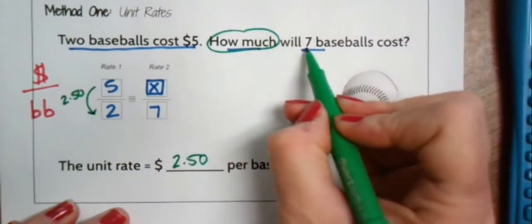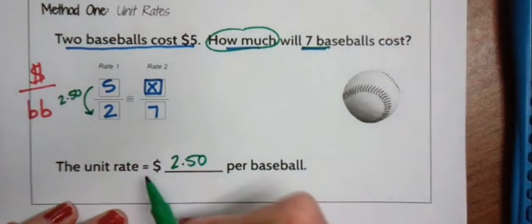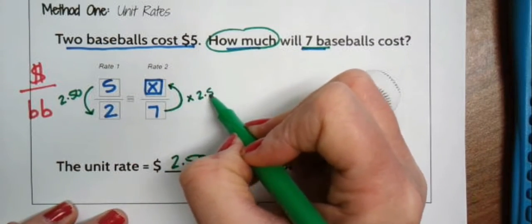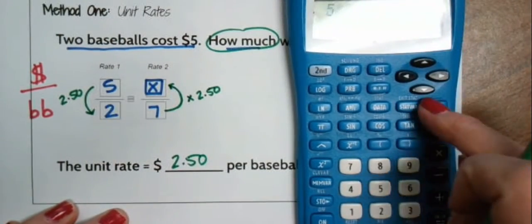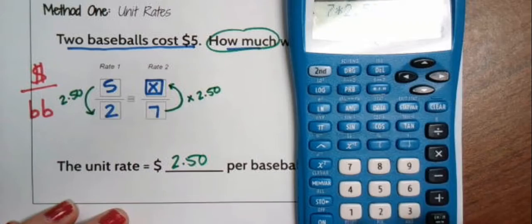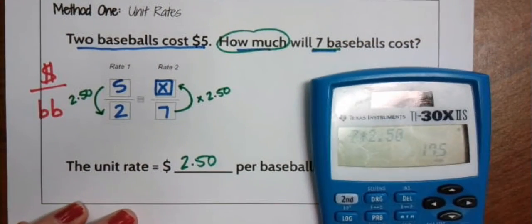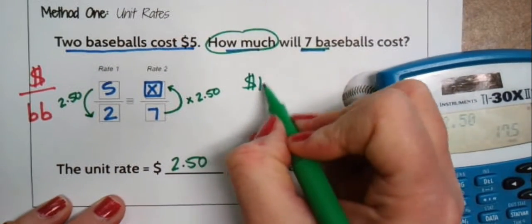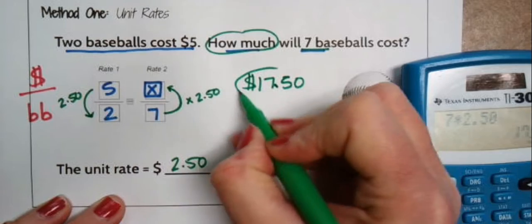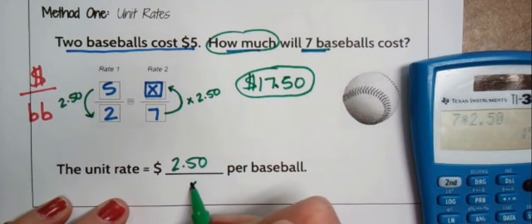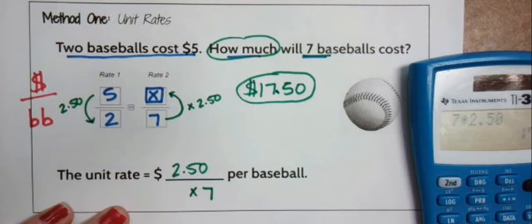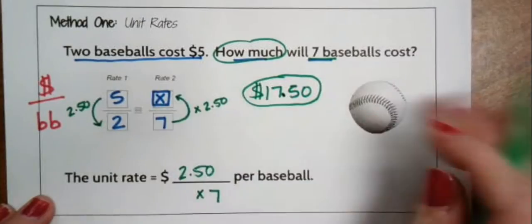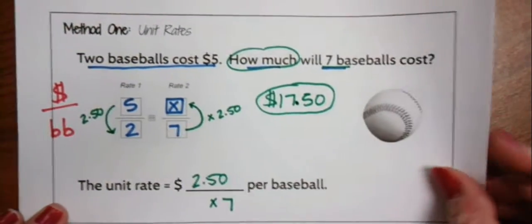But that doesn't answer the question. The question says, how much will 7 baseballs cost? So knowing that they're $2.50 each, I can take my 7 baseballs and I can multiply by $2.50 each. Okay, so 7 times $2.50, it's hard to see my calculator here, I would pay $17.50 for those 7 baseballs. $17.50. All right, so I'm taking my unit rate and I multiplied by 7 because there was 7 baseballs. All right, so that's my first method is unit rate, which is a vertical relationship. I'm just dividing vertically. Okay.